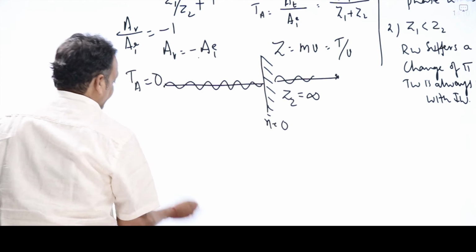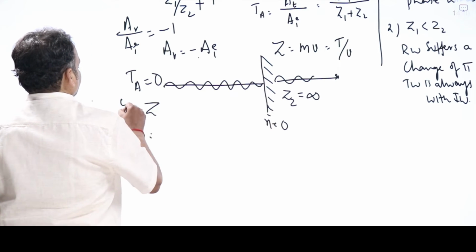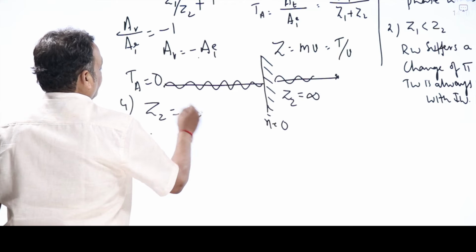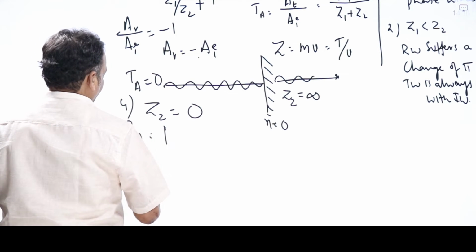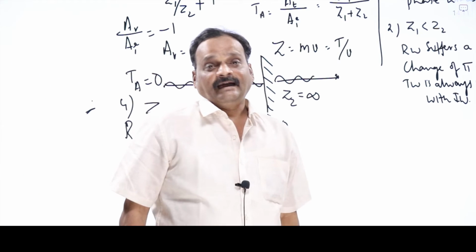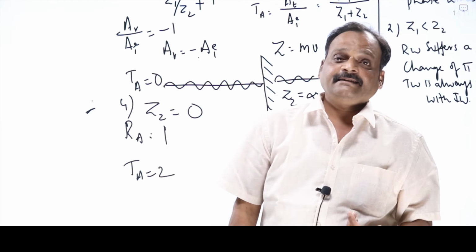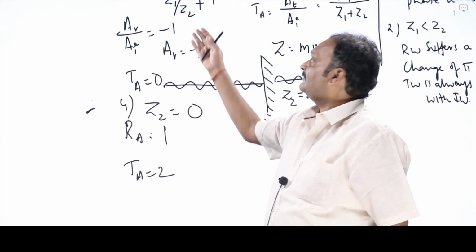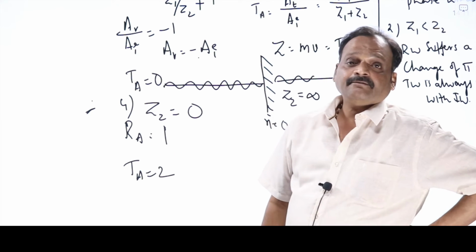Okay, RA equal to 1 you are getting when Z2 equal to 0, and TA equal to 2 you are getting. Okay, this is somewhat puzzling. When RA is 1, the entire wave is reflected, so we expect the transmitted wave should be 0, isn't it? Like in the case Z2 equal to infinity. But here I'm getting RA equal to 1, TA equal to 2.